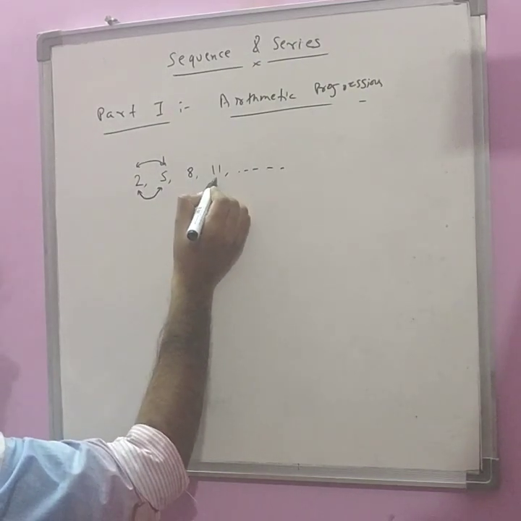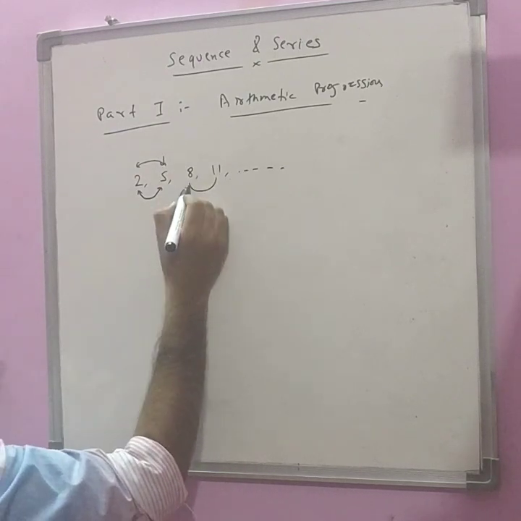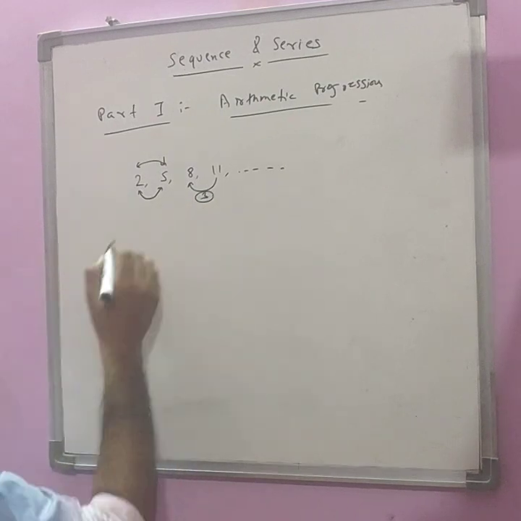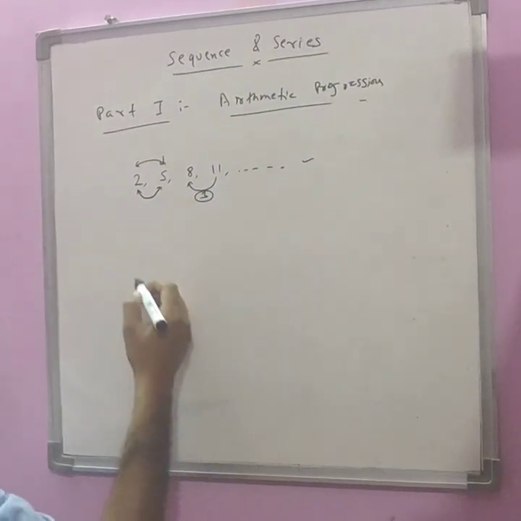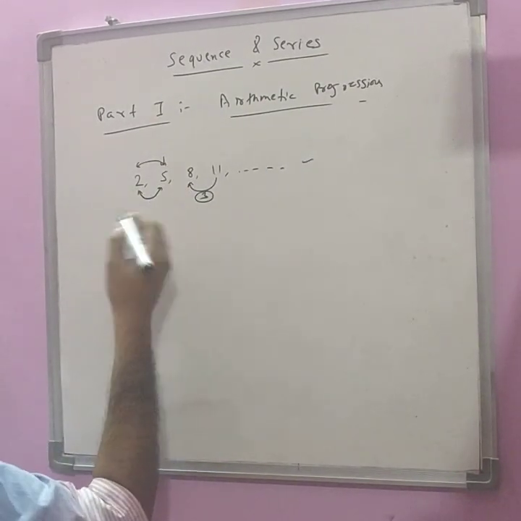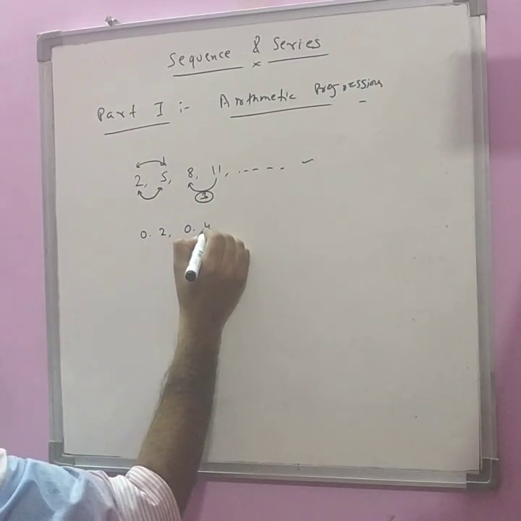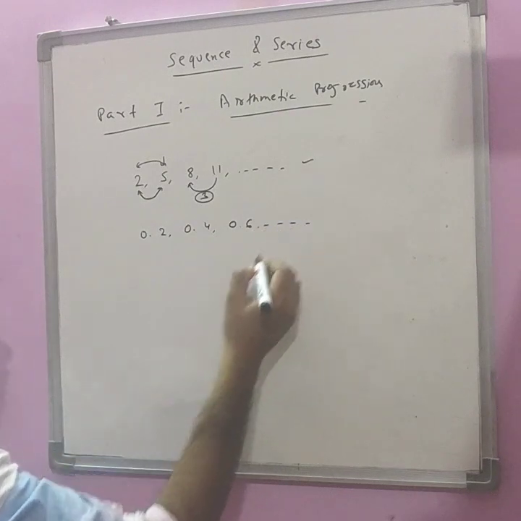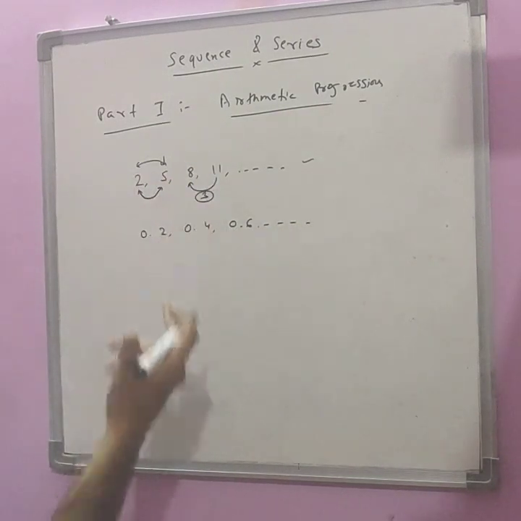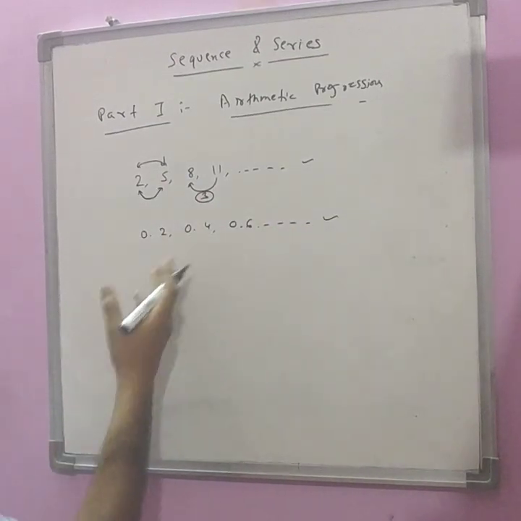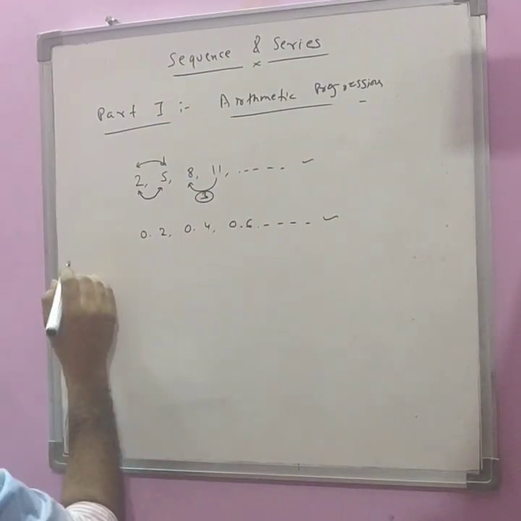Like if I subtract 11 minus 8, we will get 3, right? So in each term we have a common difference of 3. So this kind of series is called an AP series, right? If I take another example like 0.2, 0.4, 0.6 and so on, maybe it can be a decimal series, it can be an integer series, it can be a fraction series, right? So this is an AP series. Okay.